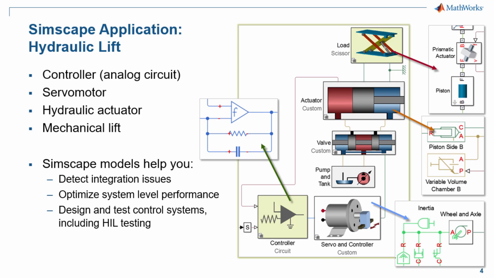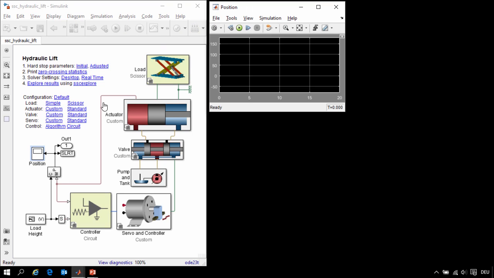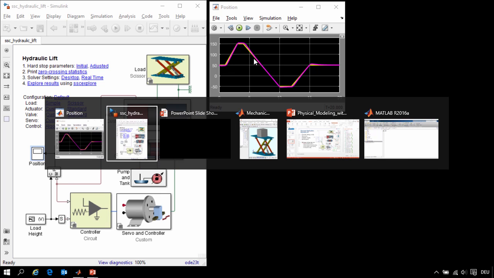I'll now switch over to the model so you can see how this is done. Here is the model that we're working with. A hydraulic cylinder extends and contracts to raise and lower the load on a scissor jack. When we run the simulation, we'll see how well the system tracks a reference input. The yellow line on the scope is our reference input. We can see that the measurement from our system, the pink line, tracks the reference signal quite well.